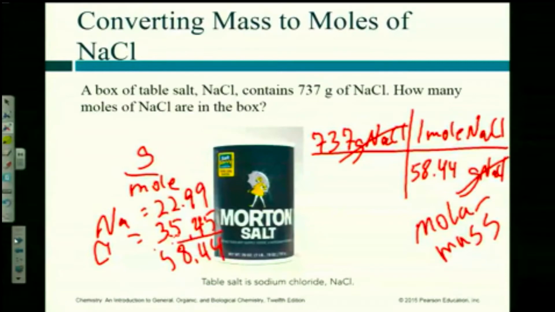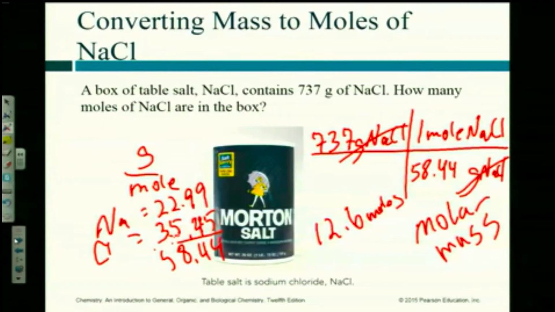So now what do I have to do? Divide, basically, right? So how many moles do I have here? 737 divided by 58.44 is 12.6 moles. Now, if you wanted to take that further, could you figure out how many formula units of sodium chloride you had? Yeah. How would you do that? Now that you have moles, how do you get the formula units? What did we do earlier, guys? Yeah, Avogadro's number, okay? Using Avogadro's number.